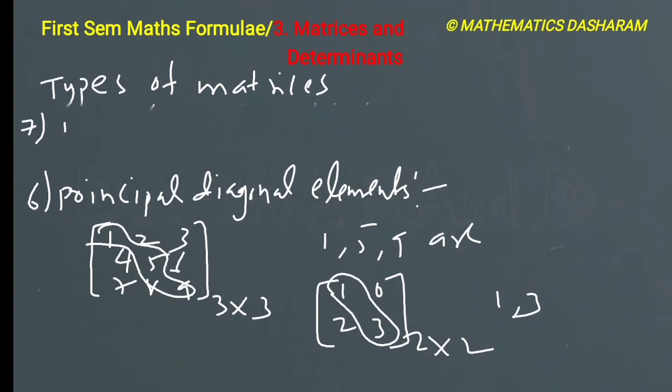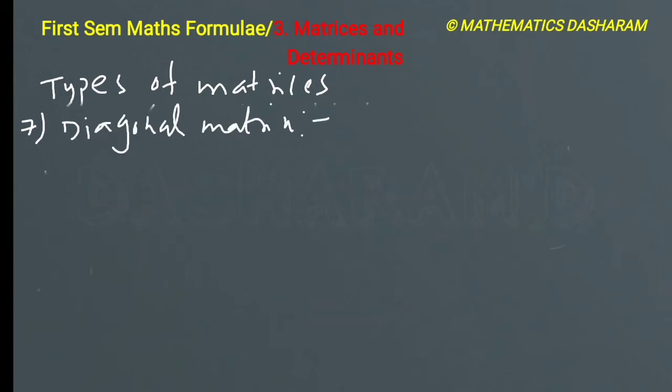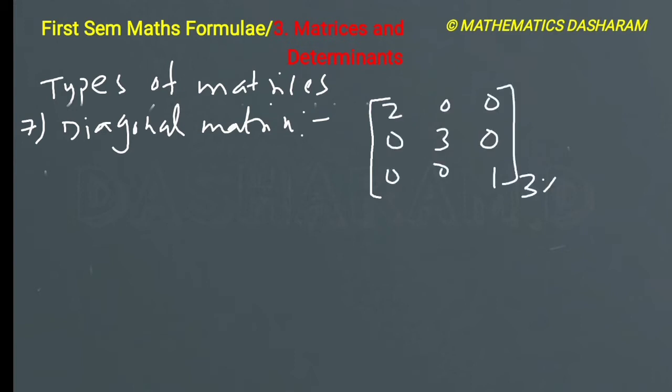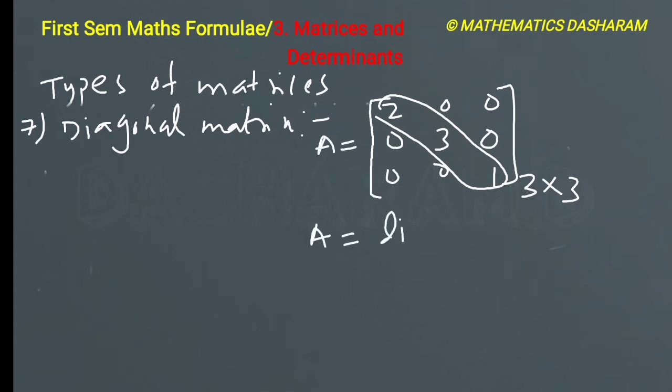Next, diagonal matrix. In a square matrix, all elements are 0 except the principal diagonal elements. For example, 2, 3. This is a square matrix with order 3 by 3. In this, the principal diagonal elements are 2, 3, 1. And observe the remaining elements all are zeros. It is called a diagonal matrix. For example, if it is denoted with A, then A equals, we can write in shortcut, DIAG, diagonal of 2, 3, 1.